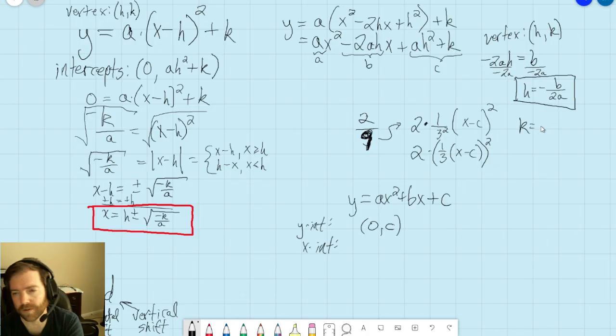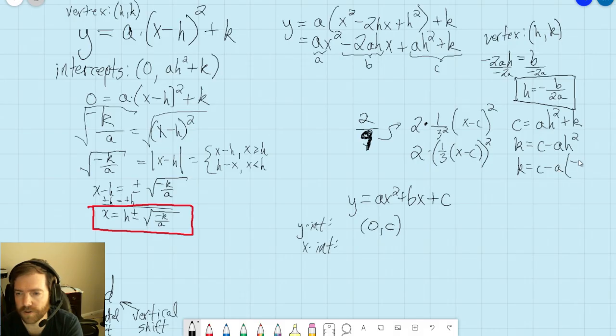K is equal to, well, okay, let's back that up. C is equal to ah squared plus k. So k is equal to c minus ah squared. And h is equal to negative b over 2a, squared. When you get this squared, it is going to be c minus a times b squared over 4a squared. One of these a's divides out. So k is equal to c minus b squared over 4a.